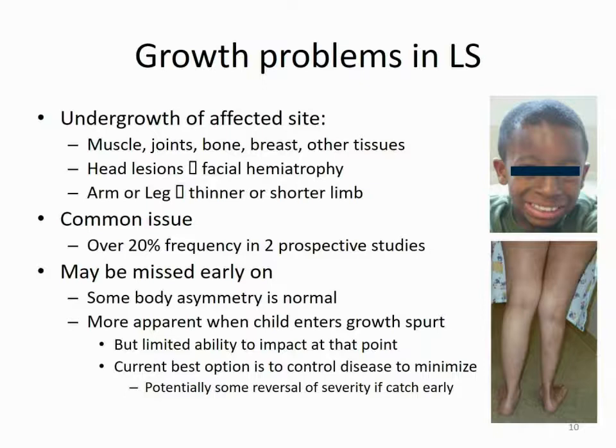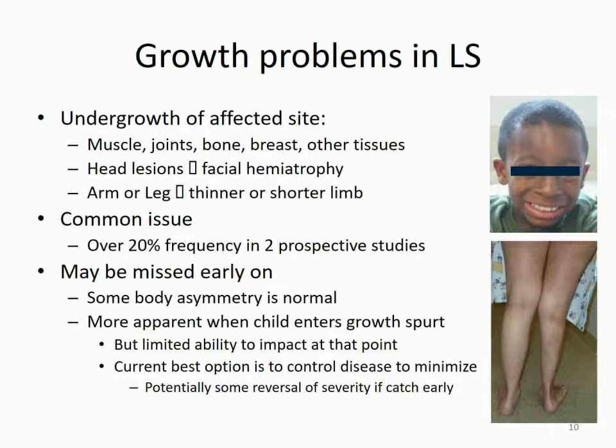And then growth problems are a big concern, so that the affected side can have undergrowth. And this really can affect any of the tissues in that path of the lesion. So besides the skin, we're having muscles, joint, bone, and other tissues. Head lesions can lead to facial hemiatrophy, and an arm or leg can lead to a shorter digit or a thinner or shorter limb, as we can see in these two pictures.